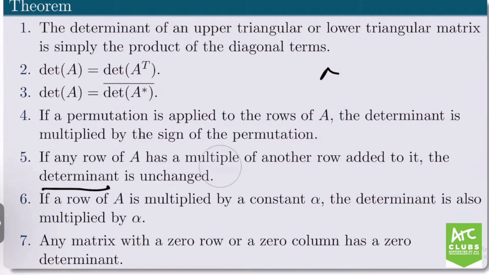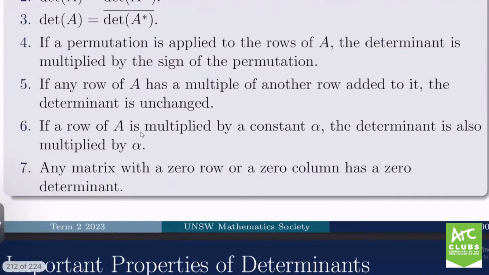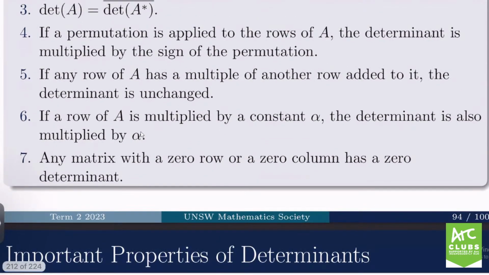Now some other properties here are: if I transpose, the determinant is unchanged. That's related to the idea that it doesn't matter whether you do it in terms of columns or rows, it's both the same. If you take the adjoint of a matrix, then we need to conjugate the determinant. If I multiply a single row or a column by a constant alpha, then the determinant is also multiplied by alpha.